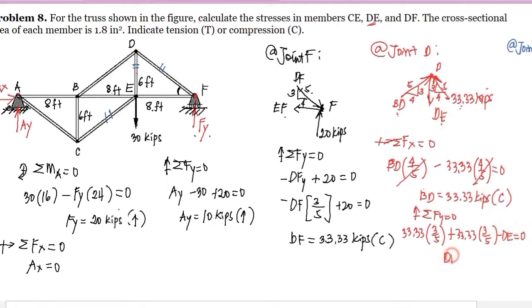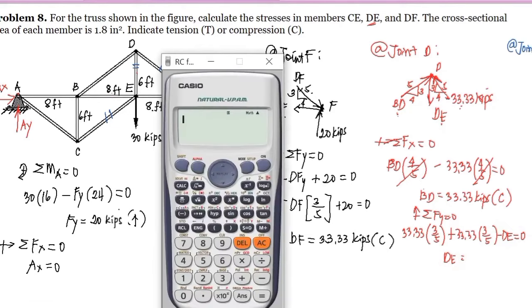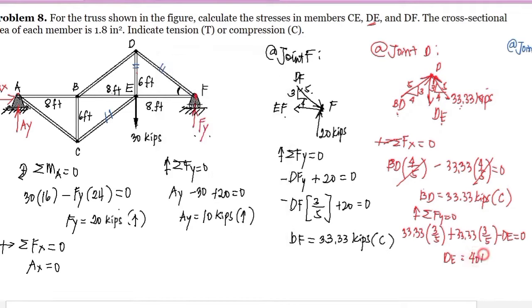So solving for the value of DE, we have here 33.33 multiplied by 3 over 5. Since dalawa sila, times 2 ko na lang to, minus DE, which is X, is equal to 0. Shift solve equals, and that would give us 33.996, or approximately 40. So this is equal to 40 kips.